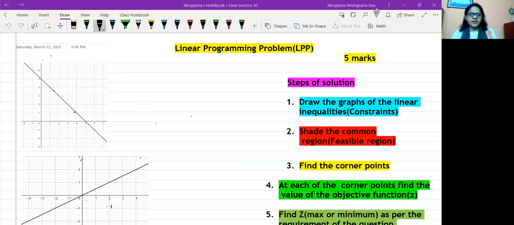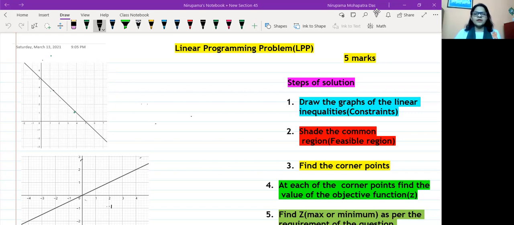Solving linear inequalities, we can divide the inequations into two types here. One type is the lines which pass through origin, and the second type is the lines which do not pass through origin. So broadly let us divide the inequations, or the corresponding equations, into these two categories.